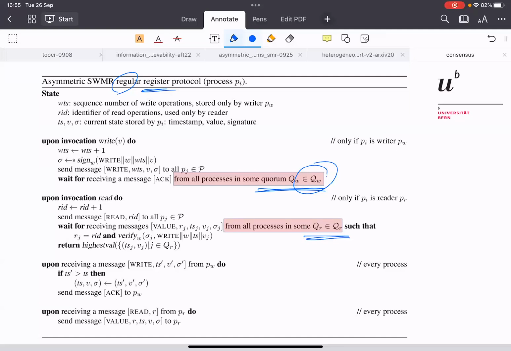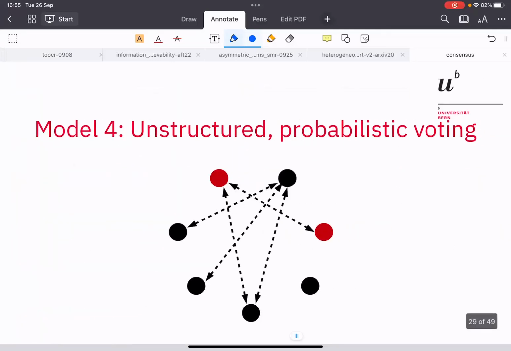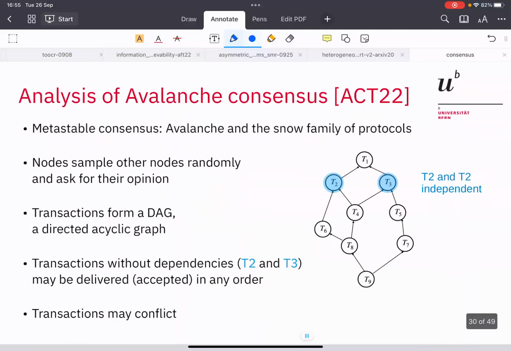Okay, then let's go to the probabilistic and unstructured voting consensus. Now we can return to the protocol I mentioned before that has been called Avalanche. I guess we did the first independent analysis of the Avalanche protocol, because this was a protocol that had been proposed in a preprint paper, and then it has been implemented.